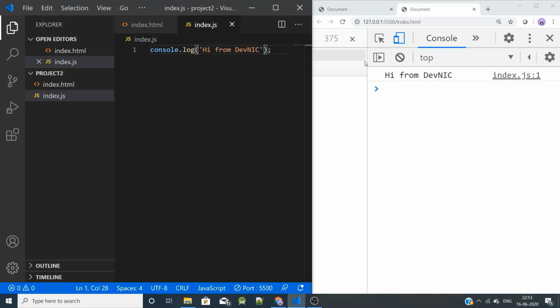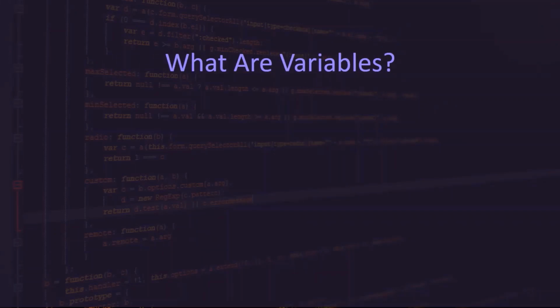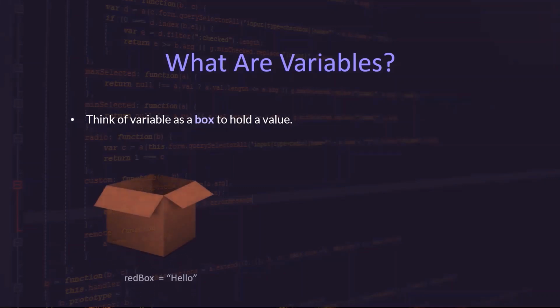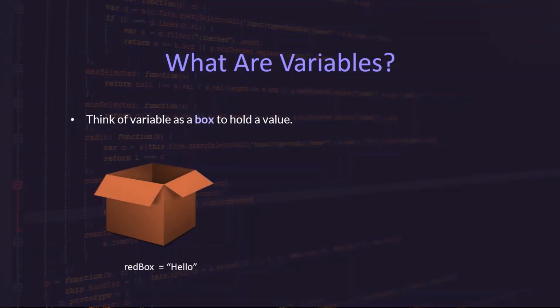Now we'll go back to the topic variables. What exactly is a variable? You can consider a variable as a box or a container that can be used in order to hold a particular item. So consider this example. Here we have a box. The name of the box is red box and the item that is put inside the box is hello. So the variable name here is red box and it is assigned a value hello.